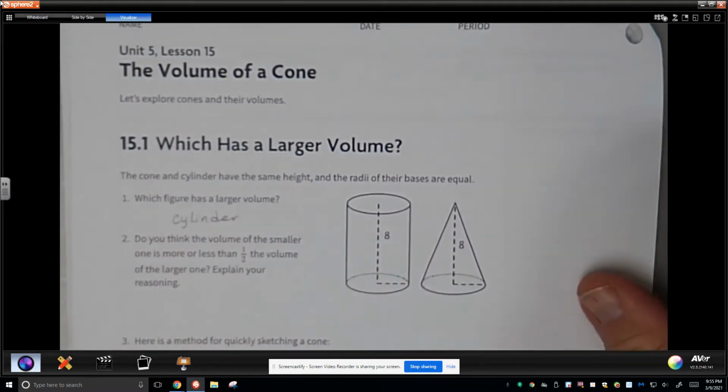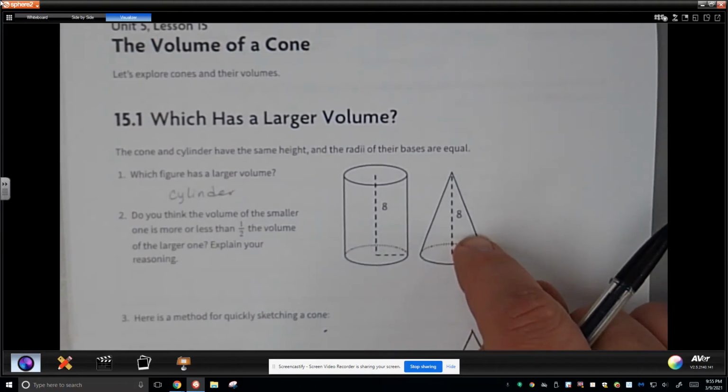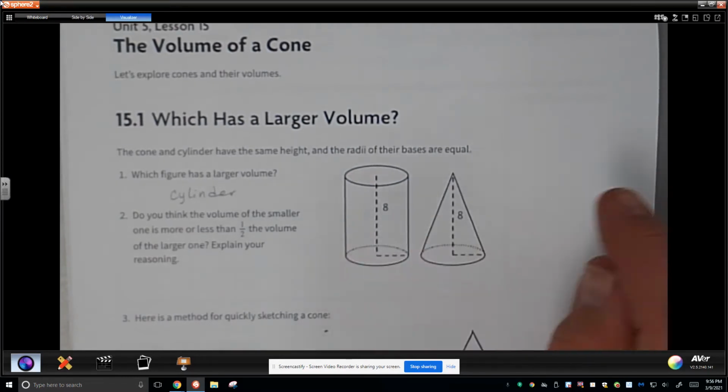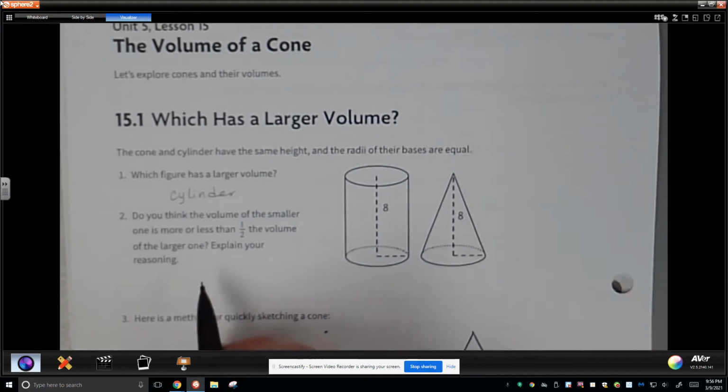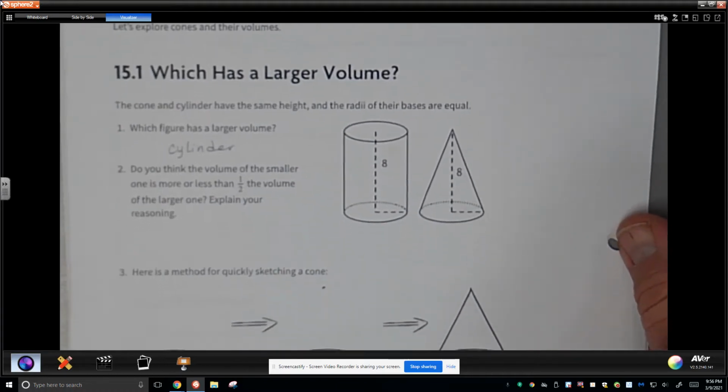Given the values that we have, do you think the volume of the smaller one, of the cone, is more or less than 1/2 the volume of the larger one? Make a decision, see what you come up with, write something down here, please. And then we'll explain that here in a few minutes.